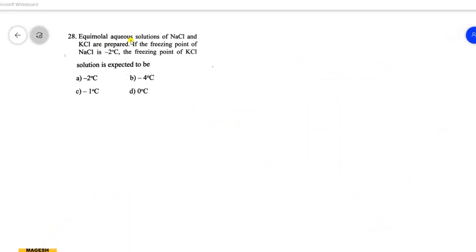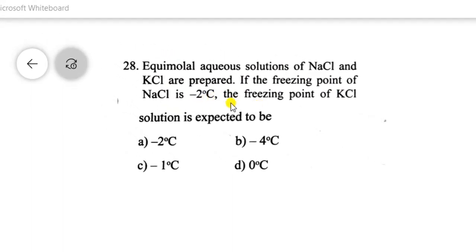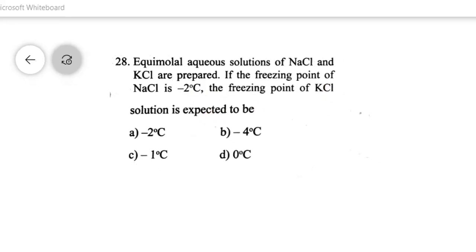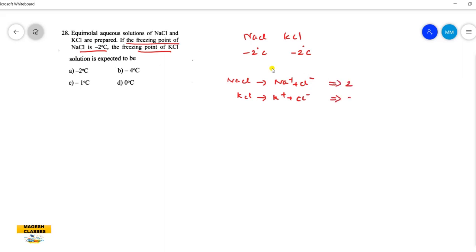Question number 28. The equimolar aqueous solutions of NaCl and KCl are prepared. If the freezing point of the NaCl is minus 2 degrees Celsius, the freezing point of KCl solution is expected to be? Here the two solutions are NaCl and KCl, both having the same concentration. The freezing point of the NaCl is minus 2 degrees Celsius, and what is the freezing point of the KCl? KCl is also minus 2 degrees Celsius because NaCl dissociates to give the two ions Na plus and Cl minus ion. KCl dissociates to give K plus and Cl minus ion. Both have the same number of ions, 2 and 2. The colligative properties depend upon the number of ions. So we can expect the freezing point of KCl also to be minus 2 degrees Celsius.